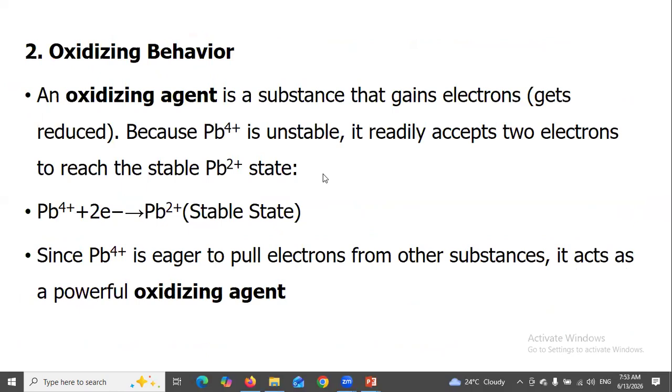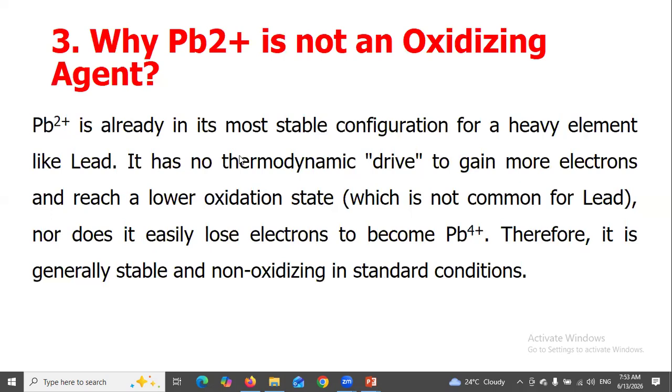Oxidizing behavior. An oxidizing agent is a substance that gains electrons and gets reduced. Because lead +4 is unstable, it readily accepts 2 electrons to reach the stable Pb +2 state. Since Pb +4 is eager to pull electrons from other substances, it acts as a powerful oxidizing agent. While lead +2 is not an oxidizing agent, lead +2 is already in its most stable configuration for a heavy element like lead.